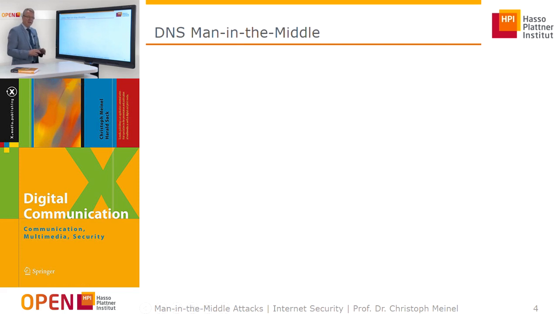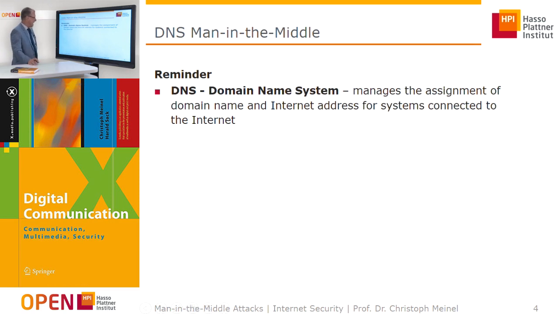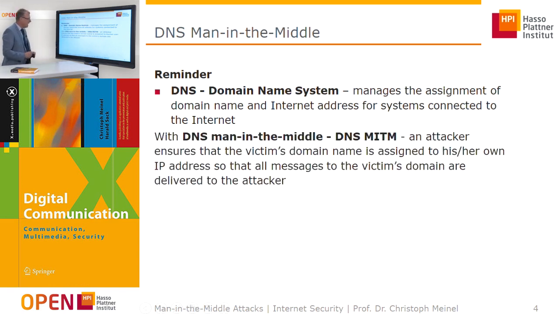Let's look at such kinds of attacks on the various protocol levels. Let's start with the so-called DNS, domain name system, man-in-the-middle attack. To remind you, DNS, the domain name system, associates the domain names with the IP addresses. For humans it's easier to work with domain names instead of the complicated internet addresses, so the domain name system associates the name and the IP address for the communication.